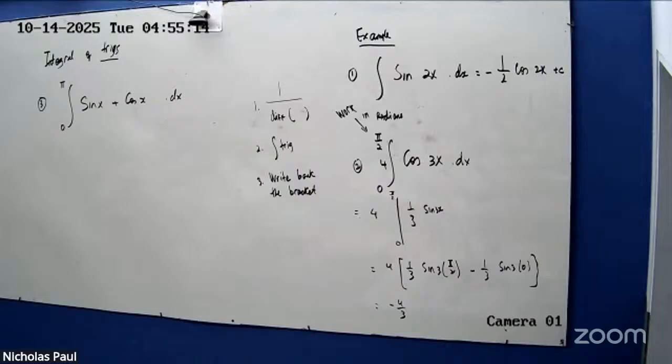Radians. Once you see pi, it's radians. In integration, we don't use degrees, right? So make sure you calculate in radians. Yeah, work it out in full. Yeah, do the minus signs.